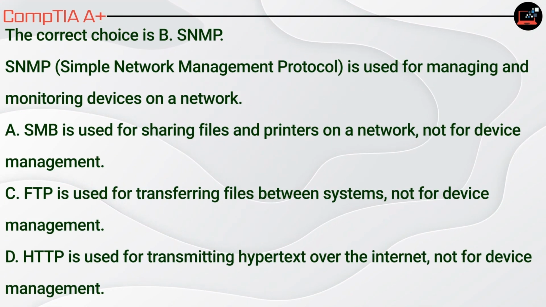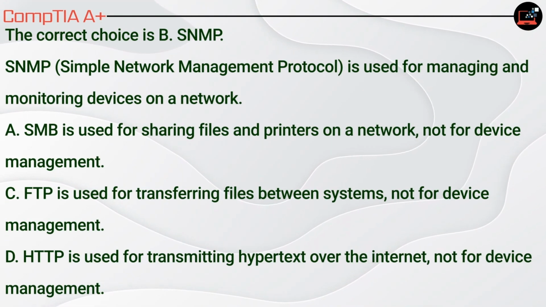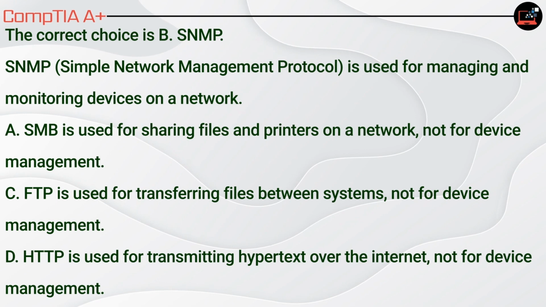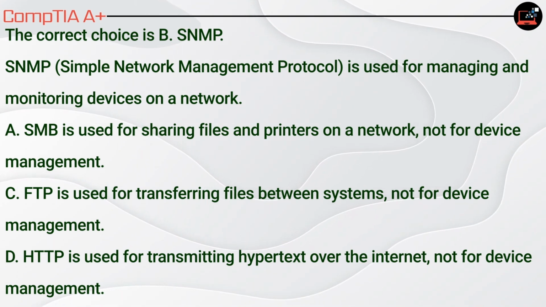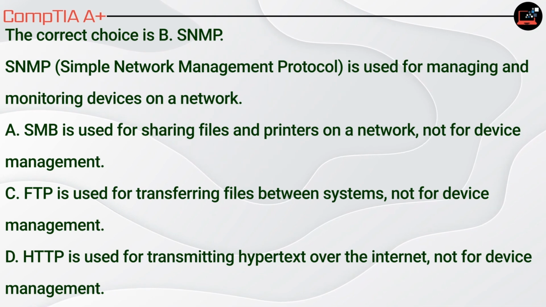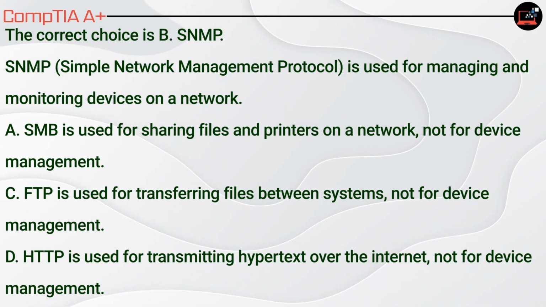The correct choice is SNMP. Simple Network Management Protocol is used for managing and monitoring devices on a network. A, SMB is used for sharing files and printers on a network, not for device management.